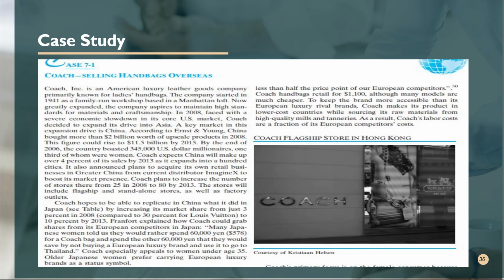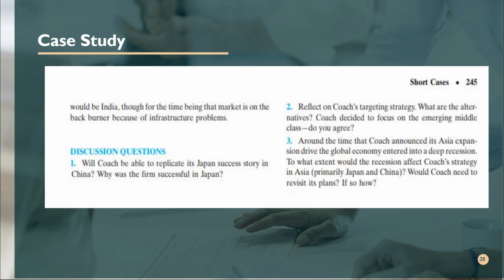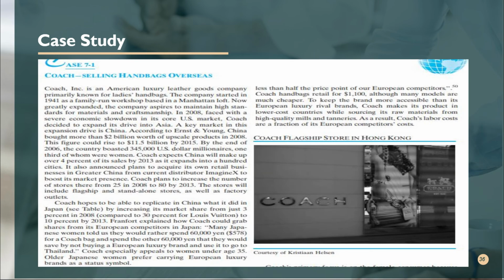Now let's go ahead to the case study. Coach selling handbags overseas. The summary for this case study is that Coach, the handbag brand, wanted to replicate its success in Japan in China. Now for the discussion questions: will Coach be able to replicate its Japan success story in China? Basing on the case study in here, they were not able to replicate their success story in Japan in China.